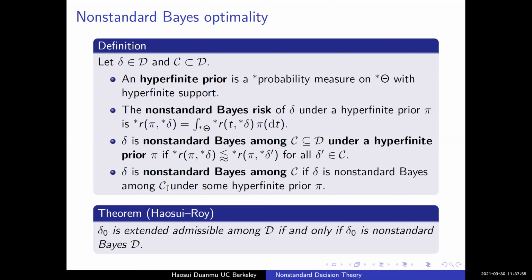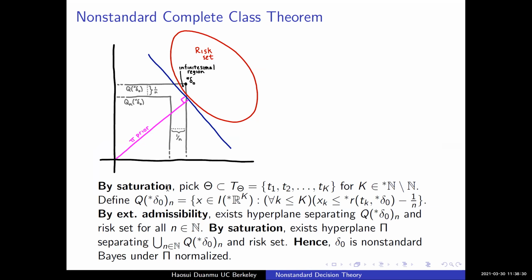So we now present our main result. Our main result says that a decision procedure is extended admissible if and only if it is nonstandard Bayes. This theorem holds under complete generality. It holds for any decision problem. We don't even have to impose any topological condition on the sample space or on the action space. Hence, we believe that this theorem really reveals the deepest connection between frequentist optimality and Bayesian optimality, hence resolving this 80-year-old problem completely.